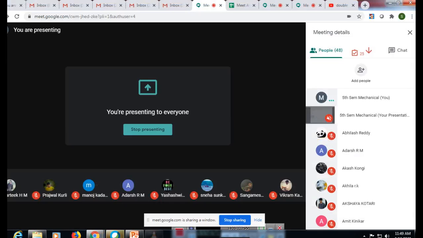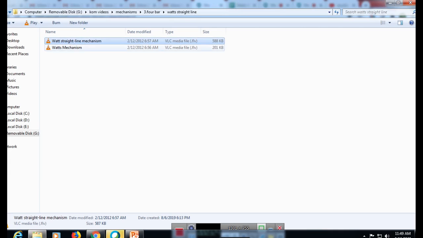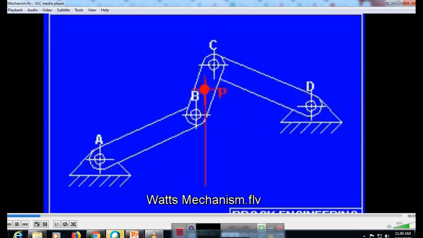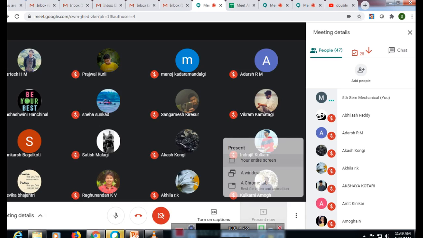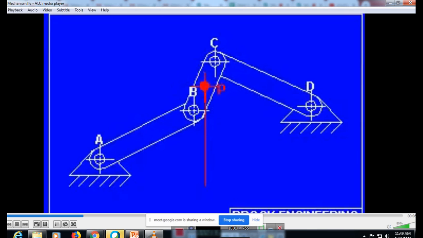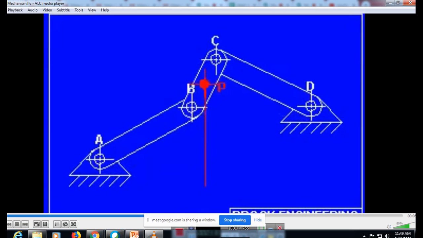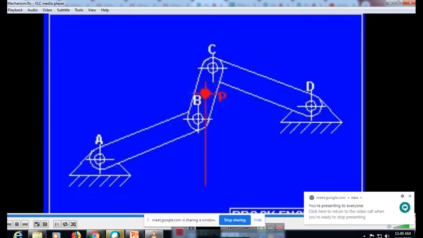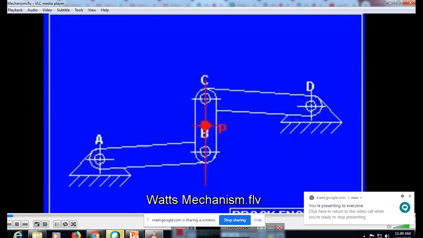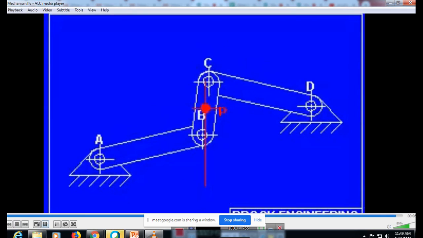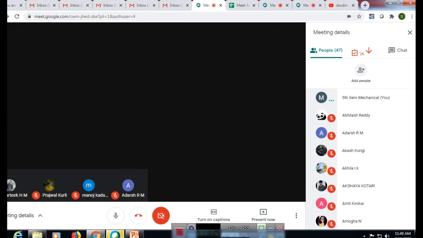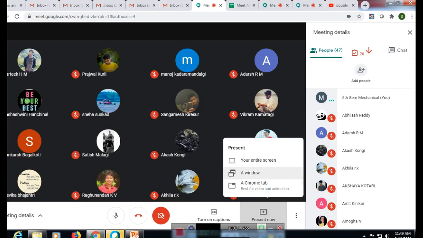Okay, next I will show you one more. You can see here, I'll present that video. Okay, see the same. You can see the red color path, a straight line. So this type of mechanism is a straight line mechanism. Okay, I'll continue with the next part.